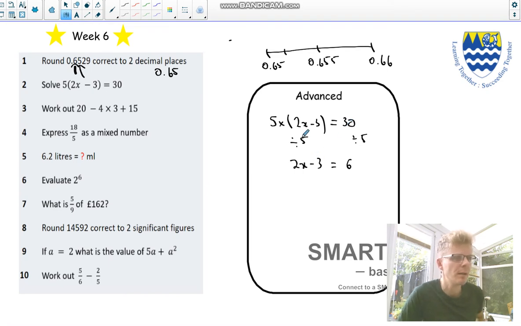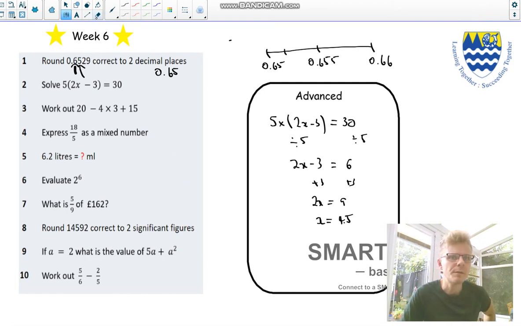So now we can just read it like a sentence. 2 lots of a number minus 3 is 6. So if we add the 3 back on, then we can say that 2 lots of that number must be worth 9. And then if we divide by 2, 1 lot of the value of x that we're looking for must be 4.5, which is half of 9.